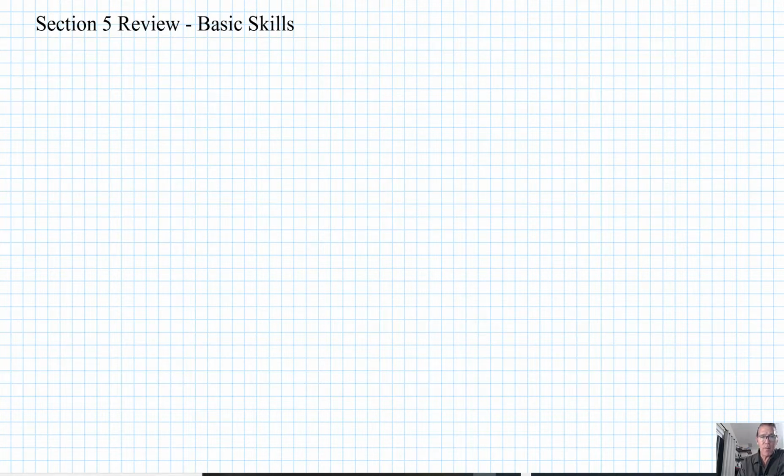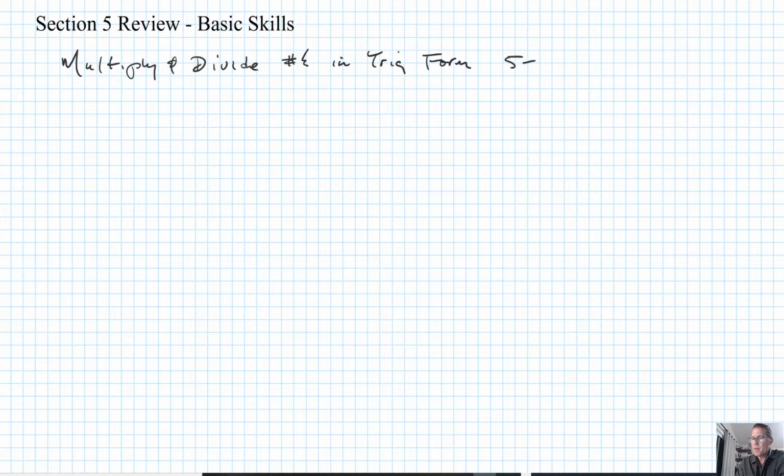Let's go over how to multiply and divide numbers in trig form. This is the first concept: multiply and divide numbers in trig form. This comes from 5E 1, 2, and 3. If you want, take out your notes. You can research them and have them handy here.